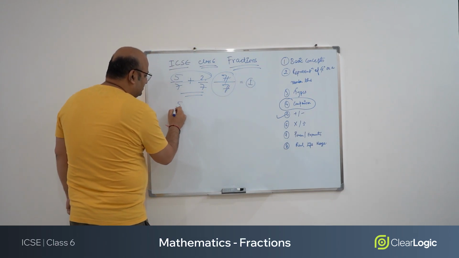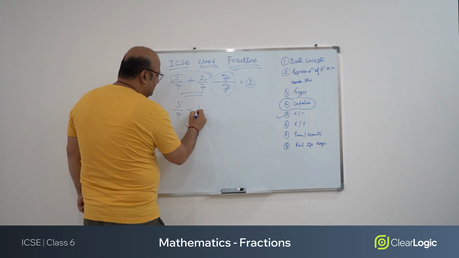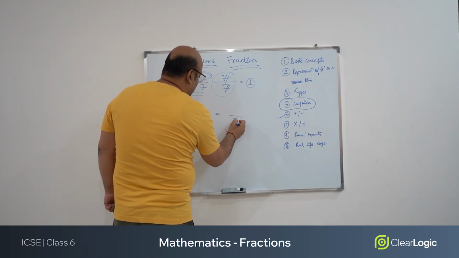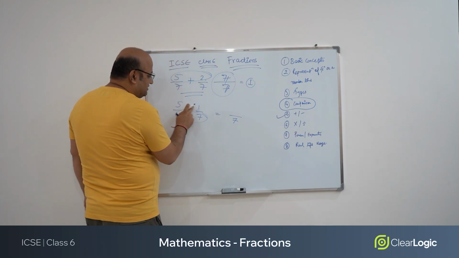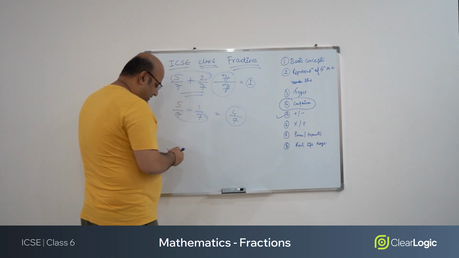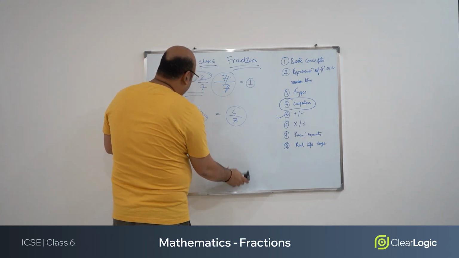Similarly, if we want to subtract two fractions, 5 by 7 minus 1 by 7, then keeping the denominator same, you just subtract this number from this number. 5 minus 1 is 4, so the answer will be 4 by 7. So this is how you do it.